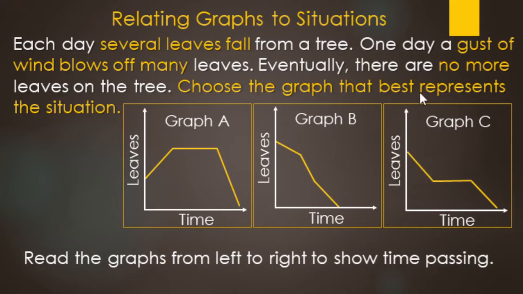So next sentence: a gust of wind blows off many leaves. On graph C, the reason this one is wrong is because this part right here is showing that the amount of leaves on the tree is remaining constant. In other words, no leaves are falling. Whereas on graph B, this section here, they're falling faster. So it's going down steeper or faster than before. So there's our gust of wind right there. And then eventually no more leaves on the tree, so the amount of leaves goes down to 0. So graph B is the correct graph that matches this scenario.